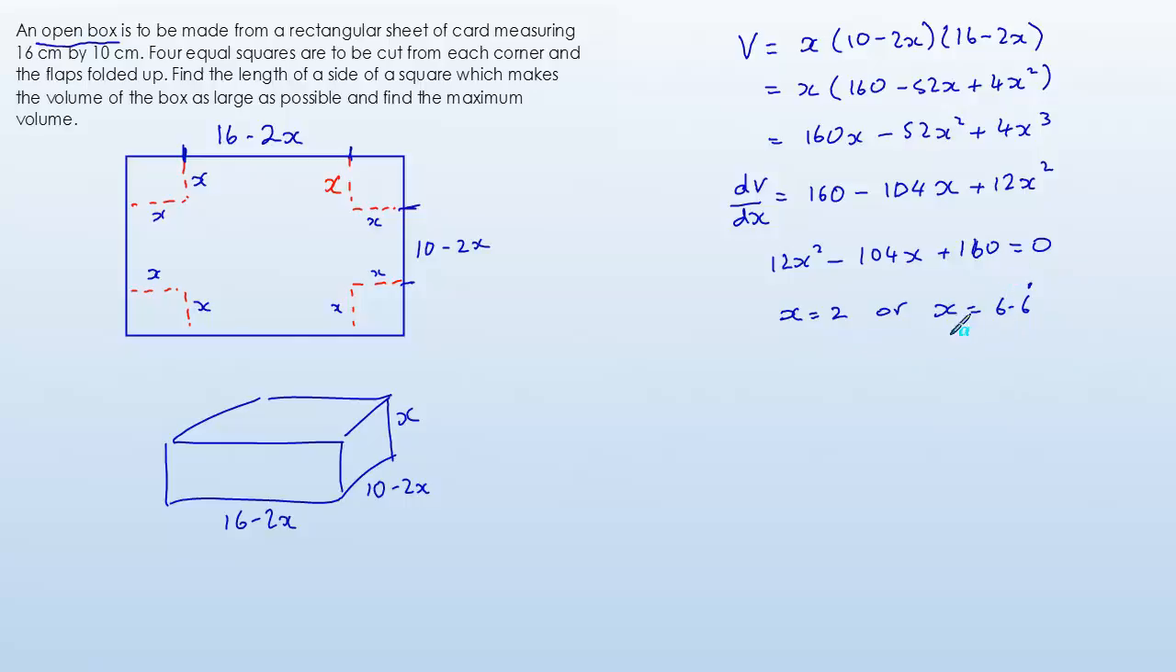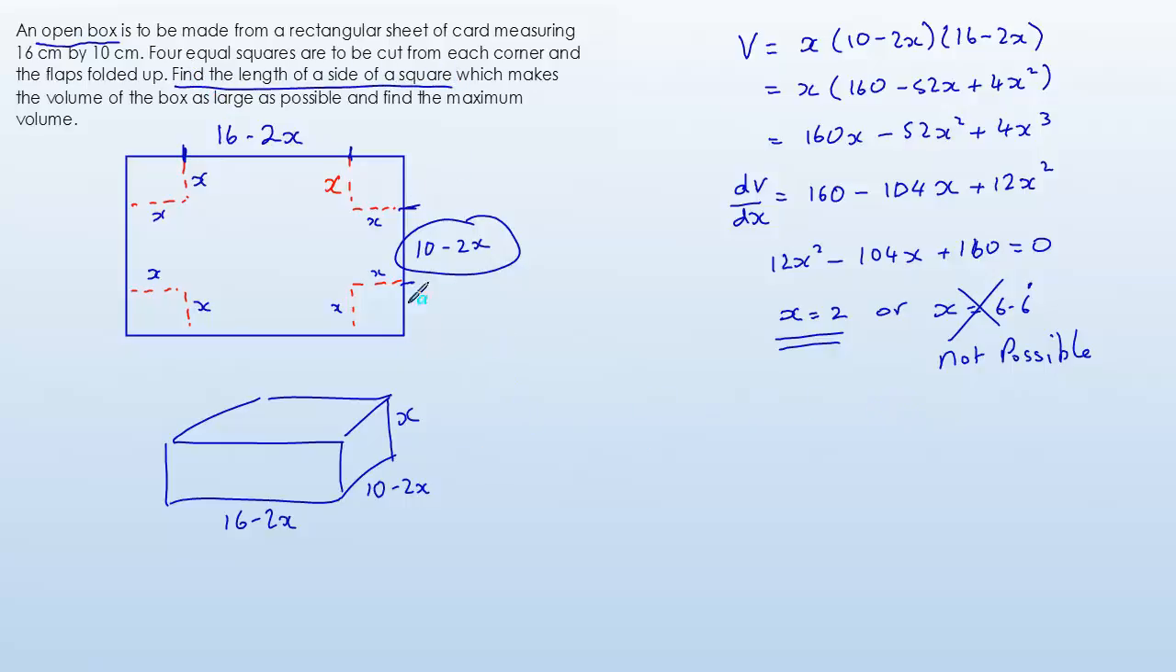This one here is not possible. And the reason for that is that if x was 6.6 recurring, we wouldn't be able to cut those flaps out of 10. It just wouldn't work. So we'll be cutting away more than we have. So the answer's got to be that x is equal to 2. So we've done the first bit. We've found the length of the side of the square.